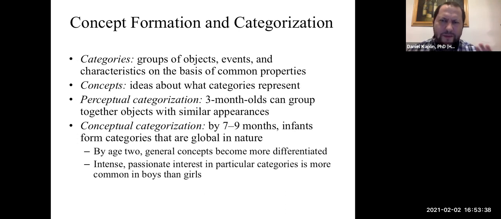Now, concept formation and categorization is important. So what are categories? It's basically grouping objects, events, or characteristics based on commonalities. Whereas a concept is what the category represents. And we can see other aspects of mental representation, once again, earlier than Piaget said. Perceptual categorization happens as early as 3 months. Conceptual categorization happens by about 7 to 9 months. And you develop by the age of 2 general categories. Now I'm going to talk to you about multiple category inclusions and that challenge in pre-operational stage, but I'm going to leave that out of this lecture.